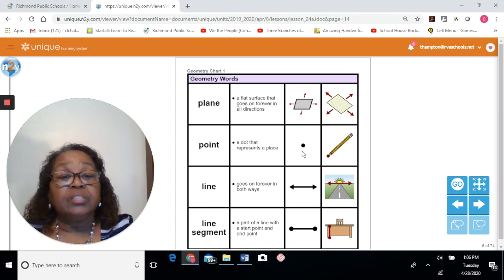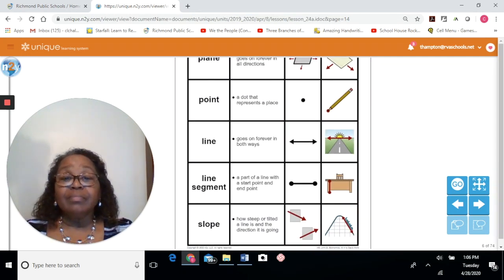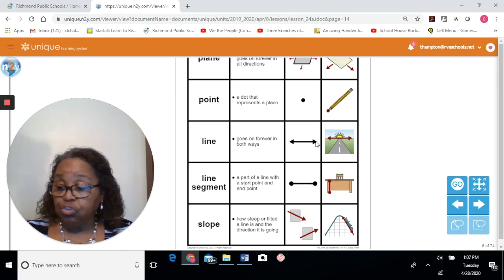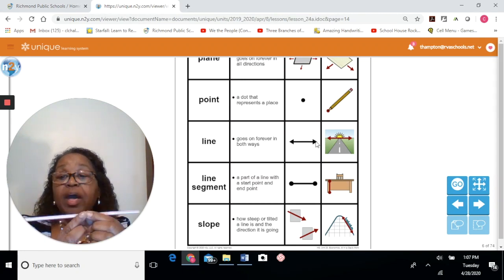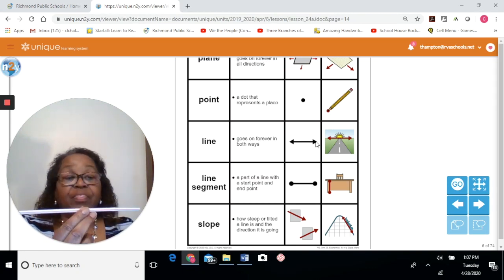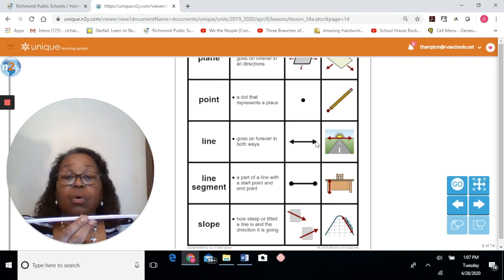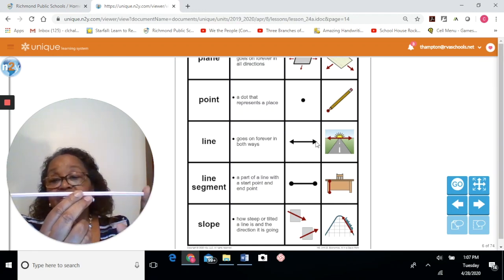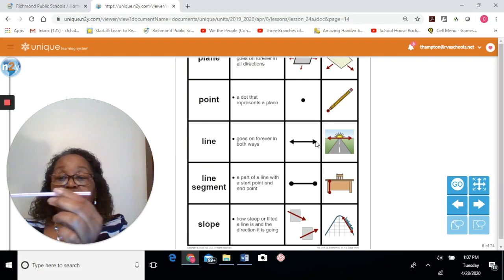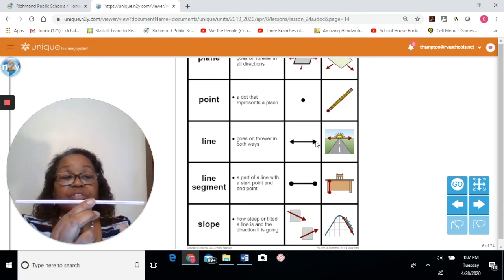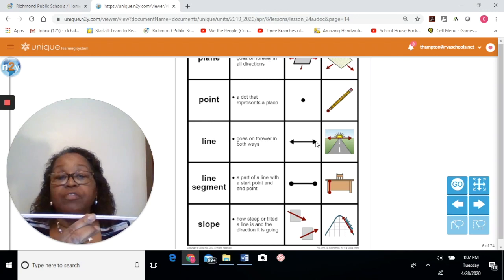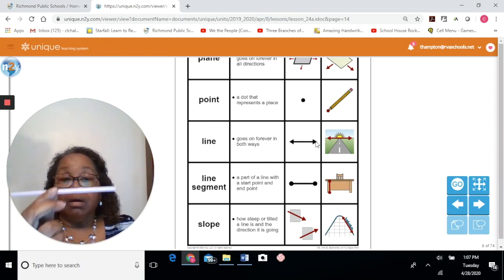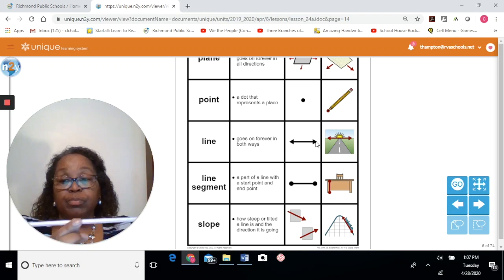Okay. The next one is a line. Look at this line. It looks like a line with two arrowheads. I'm going to try to use a straw. What you have to imagine is that the ends have arrows on them. A line goes on forever in both ways. In other words, there's nothing to stop this line from going on forever in the same direction. This line goes on forever. All right. So you just remember, it usually has an arrow to indicate that it goes on forever.